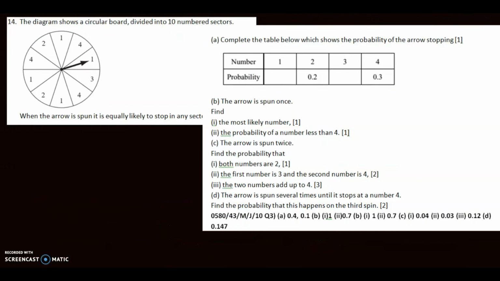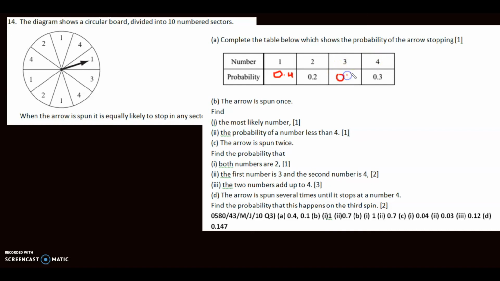Next question. The diagram shows a circular board divided into 10 numbered sectors. When the arrow is spun, it is equally likely to stop in any sector. Complete the table below to show the probability of the arrow stopping. So what is the probability of getting 1? So 1, 2, 3, 4. We have 4 ones and total we have 10 sectors. So 0.4 is this, and then getting a 3 would be 1 upon 10, so 0.1.